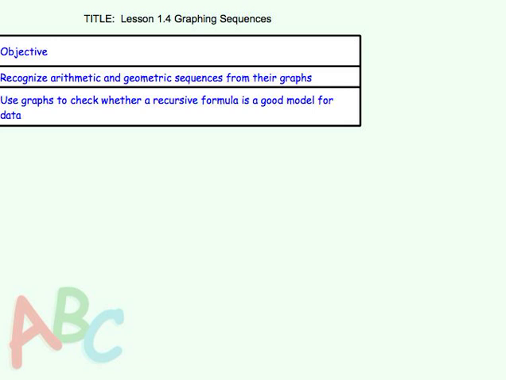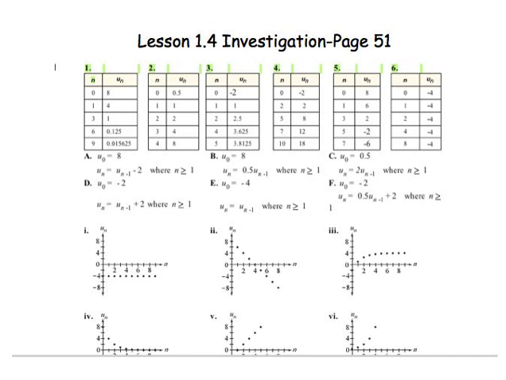You will need your textbook. Please open it to page 51. This is the investigation that is on page 51 from lesson 1.4. You'll notice that you have 6 tables, 1, 2, 3, 4, 5, and 6. You have 6 recursive formulas written right in the middle here, and you have 6 different graphs that you must choose from. What I'd like you to do is to match the table with the recursive formula as well as with the graph.